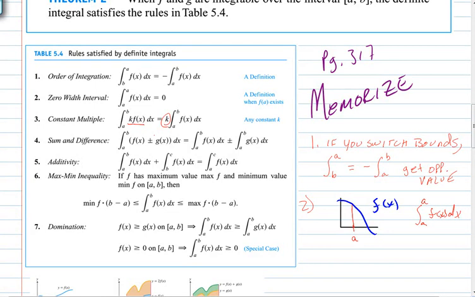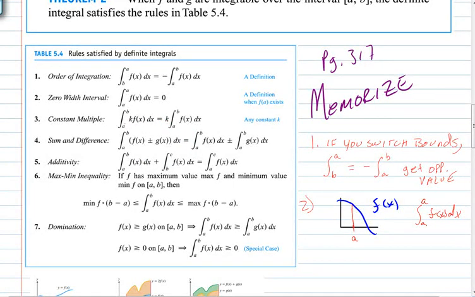Okay? Sum and difference. You can distribute integration across addition and subtraction because remember, an integral represents an area. You can add and subtract areas. That works the same with limits, right? And derivatives. We distributed derivatives and limits across addition and subtraction. Same thing's true for integration. So that's not that big of a stretch for us even.